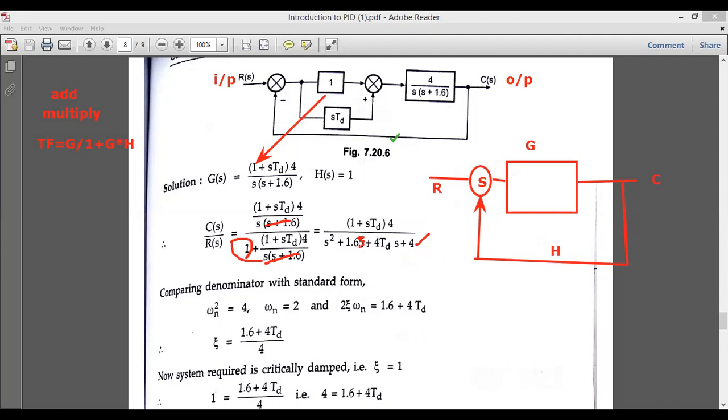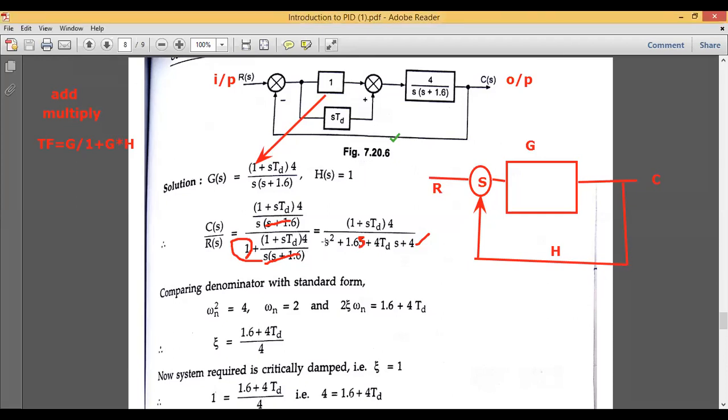Now this is my C of S divided by R of S. Once I have this, what we will do is compare the denominator with the standard form. Once you compare the denominator with the standard form, you will get the standard values.